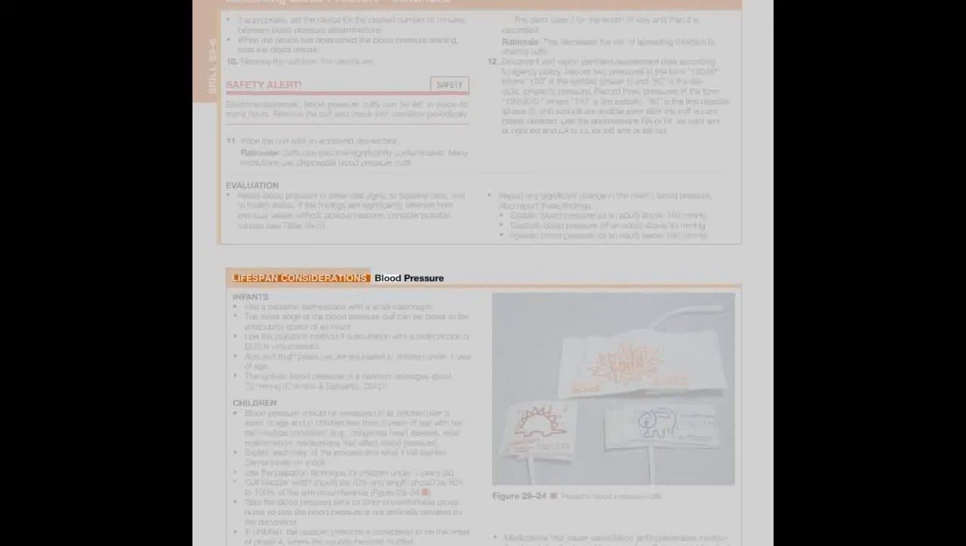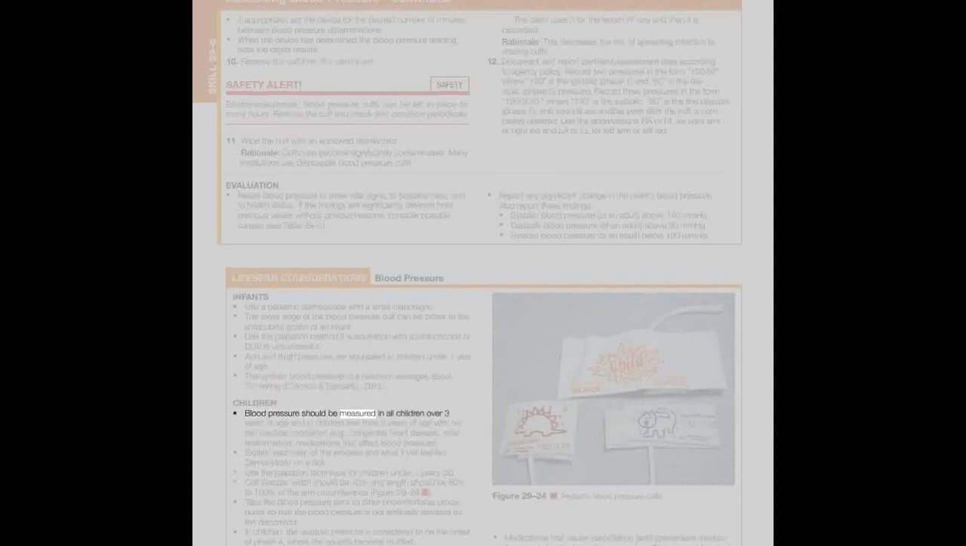Lifespan considerations: blood pressure. Infants: use a pediatric stethoscope with a small diaphragm. The lower edge of the blood pressure cuff can be closer to the antecubital space of an infant. Use the palpation method if auscultation with a stethoscope or DUS is unsuccessful. Arm and thigh pressures are equivalent in children under 1 year of age. The systolic blood pressure of a newborn averages about 75 mmHg, D'Amico and Barbarito, 2012.